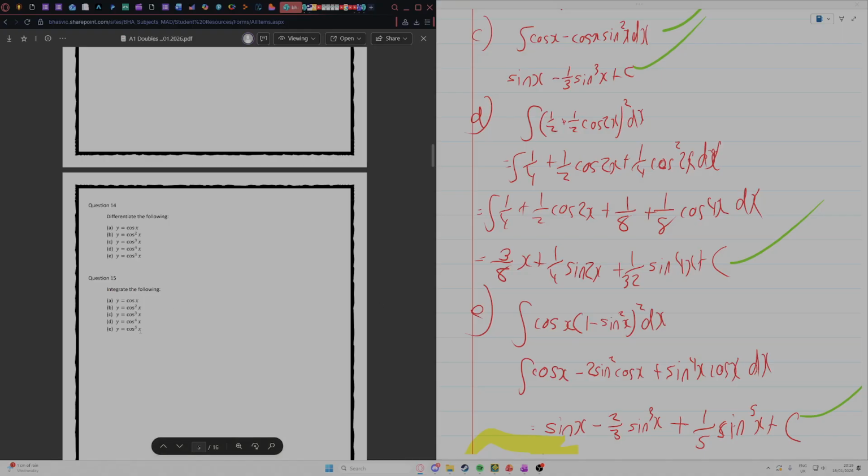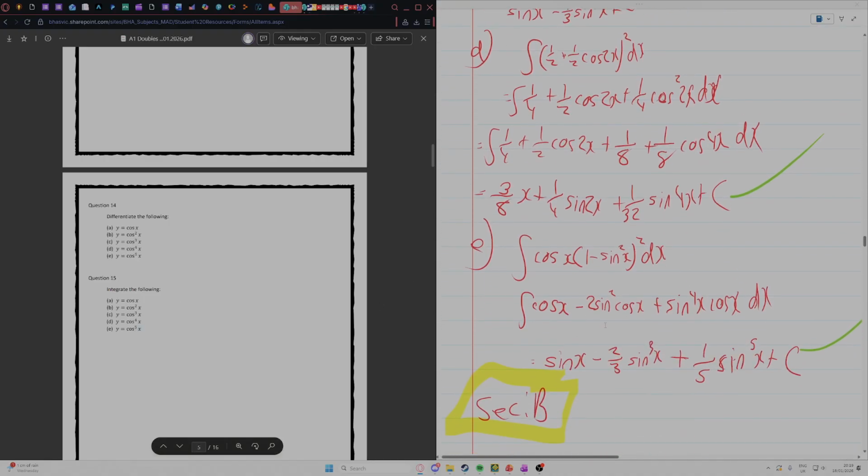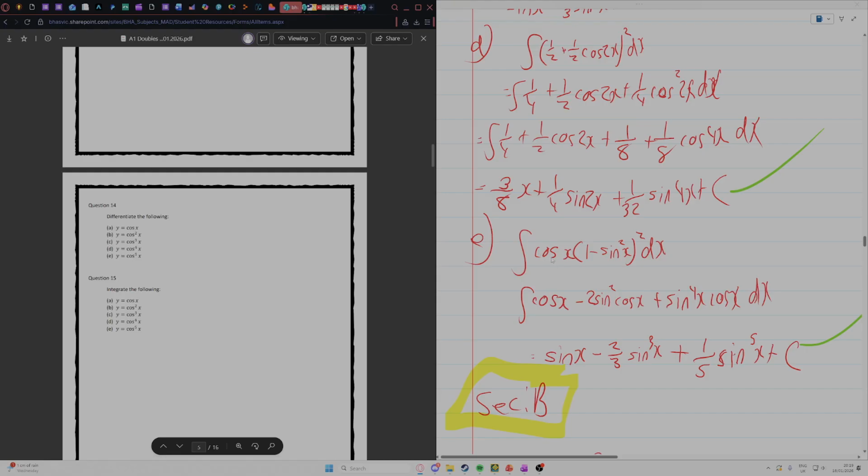And with odd powers of cos, like I said for the last question, you turn all of the cosines except one of them into 1 minus sine squared, and then you'll be left with one individual cos term, and the rest will be sine to some power times cos, and then you can just use reverse chain rule and integrate.